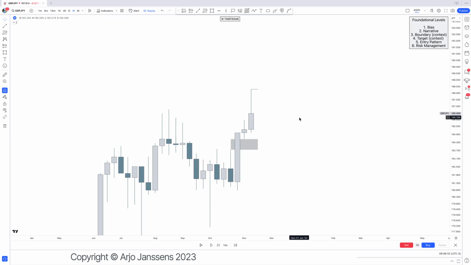Then the next step is the fourth step, and that is the target. So that is the target of your context. Both 3 and 4 together create context. That is why we have in brackets context right there.